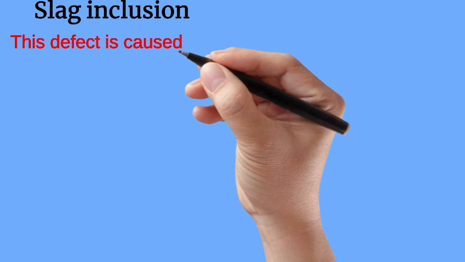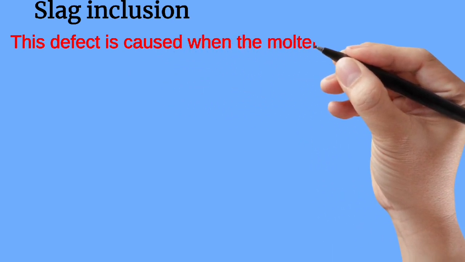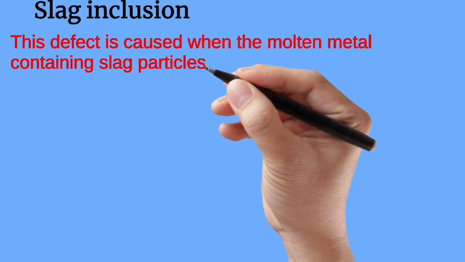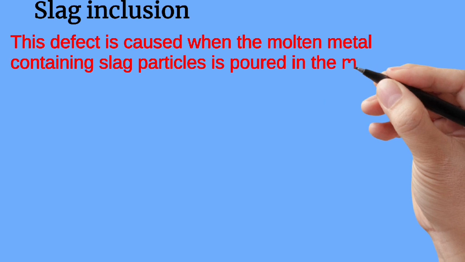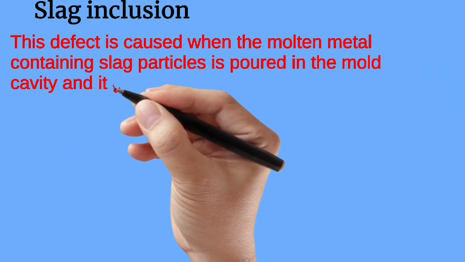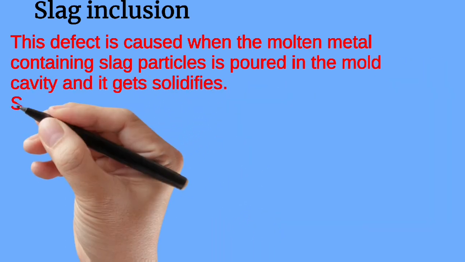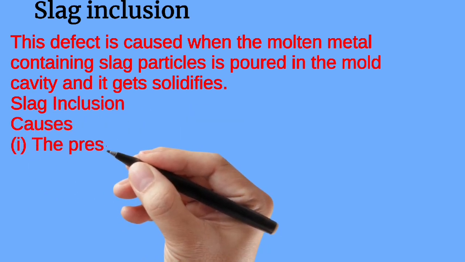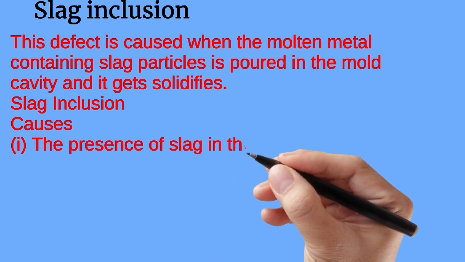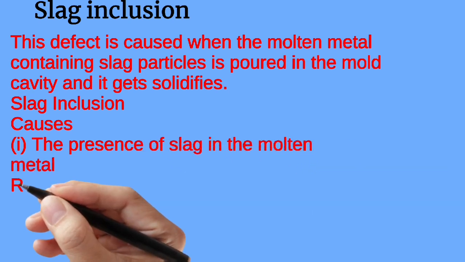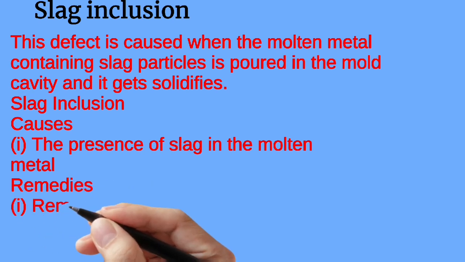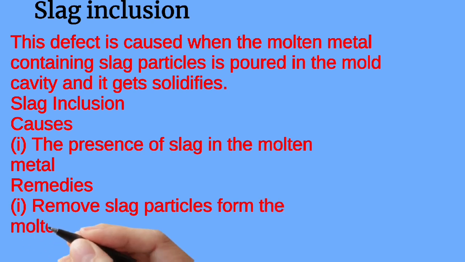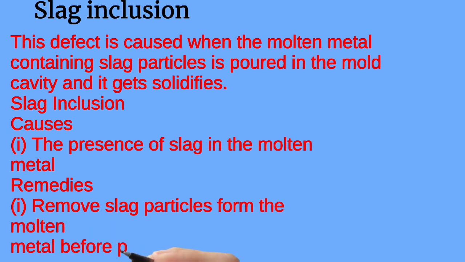Next is slag inclusion. This defect is caused when the molten metal containing slag particles is poured in the mold cavity and it solidifies. Slag inclusion causes: number 1, the presence of slag in the molten metal. Remedies: remove the slag particles from the molten metal.